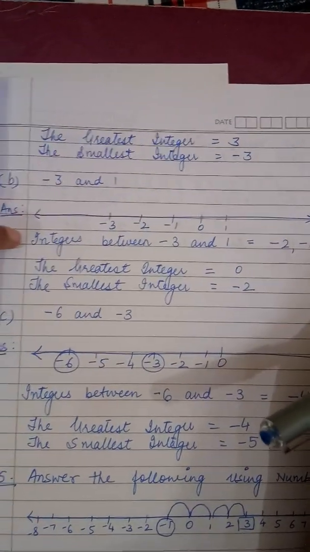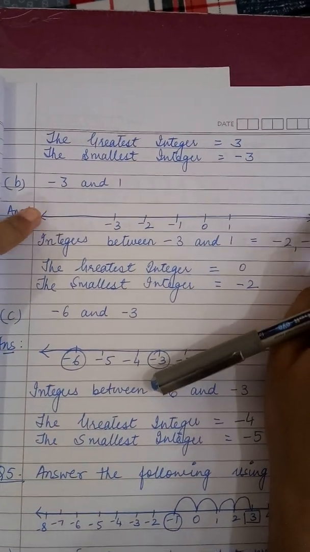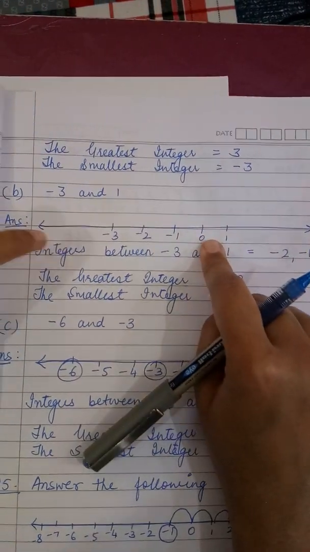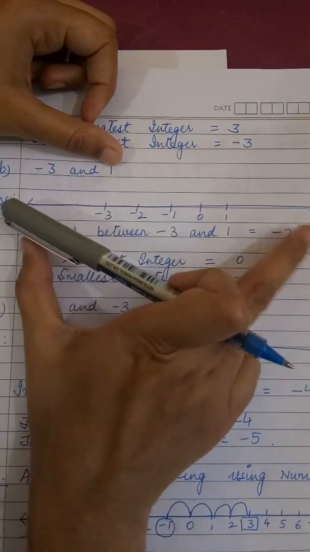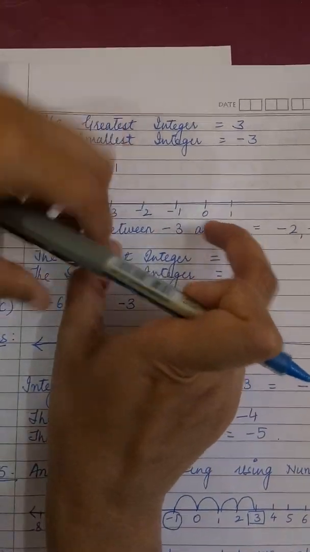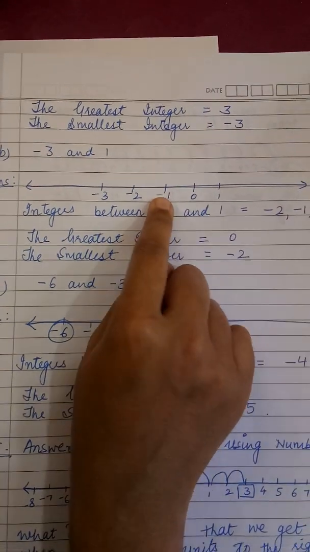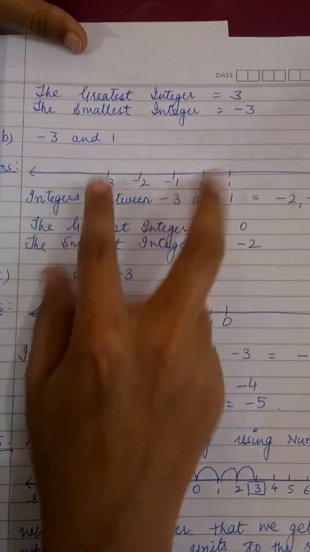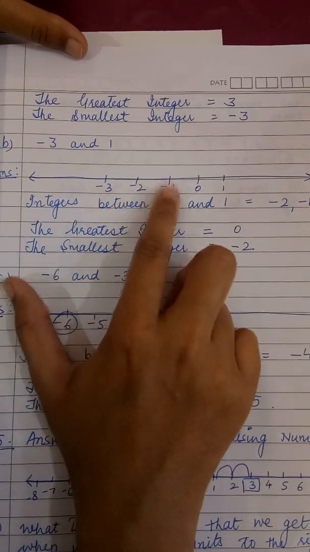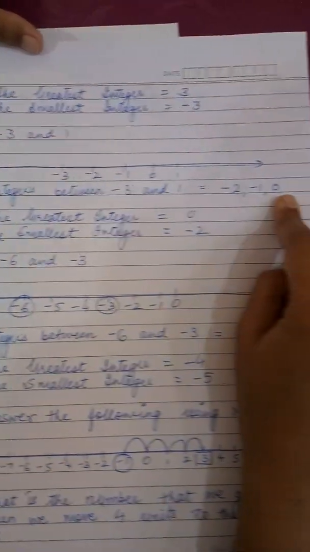Similarly, B part. In B part, you have to draw a number line, and on the number line, you have to show the integers which are between minus 3 and 1. Firstly, draw the number line, label that number line 0, 1, and to the left side minus 1, minus 2, minus 3. Then between minus 3 and 1, what are the integers? Minus 2, minus 1, and 0. So this we are going to write.